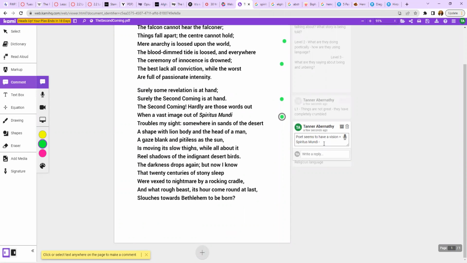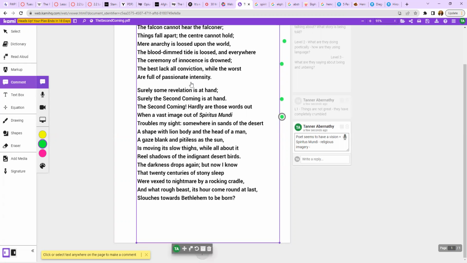So he says, all of humanity is kind of leading me toward this vision. In a desert, again very religious imagery coming out of the Abrahamic religions in the Middle East. A shape with a lion body and head of a man. Definitely religious imagery here, but also maybe some mythological. And if you're familiar with the book of Revelation, we see stuff like this.